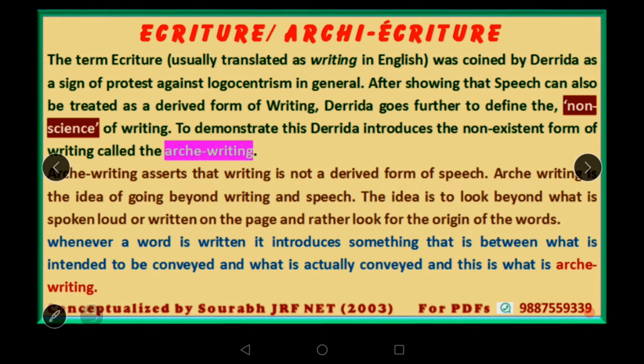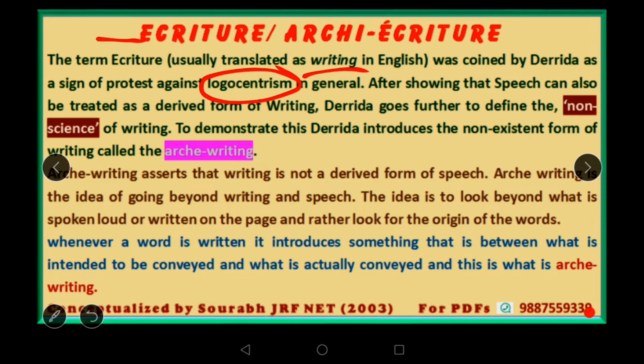Okay, let's move to our next term used by Derrida. Once again, it is in context of speech writing binary opposition. It is Ecriture, which is writing, which we have already discussed, and Arche Ecriture, or in Indian sense, Arche Ecriture. The term Ecriture, which is translated from French into English, means writing. It was coined by Derrida as a sign of protest against logocentrism in general. Logocentrism, once again, the Western tendency to put speech in the center or in the dominant position of this hierarchy.